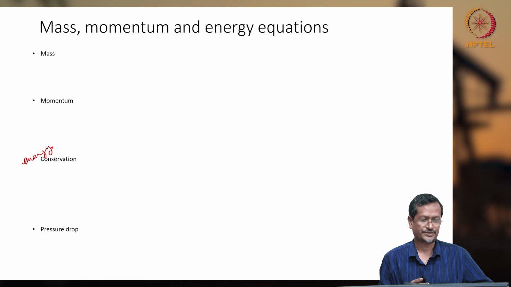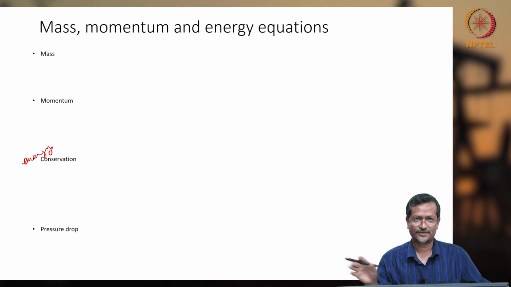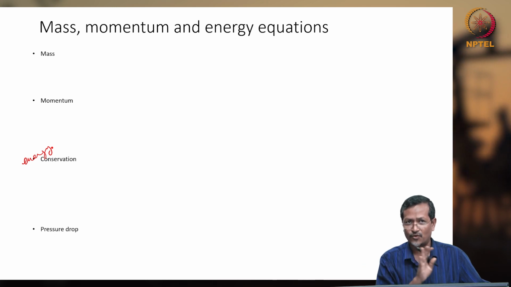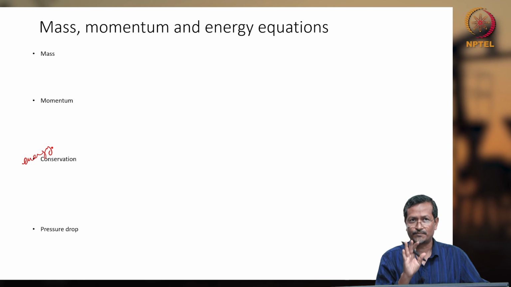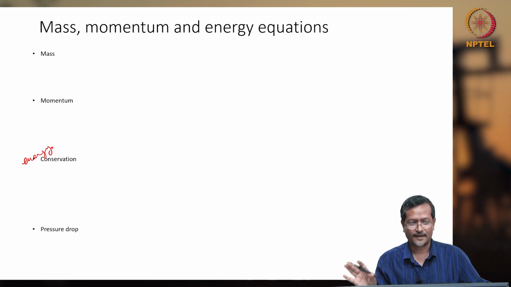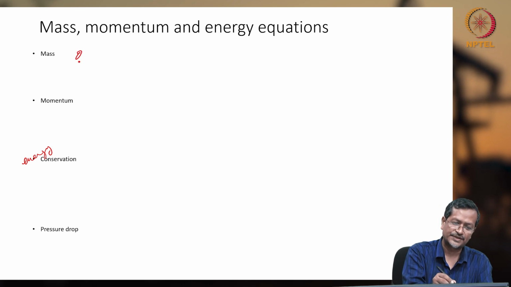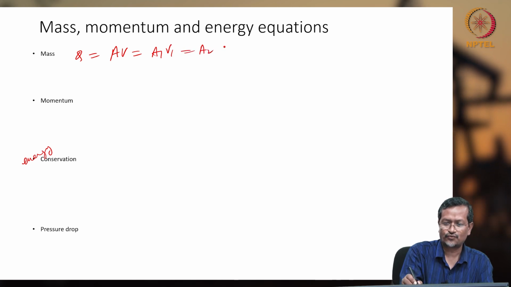What is the mass conservation? If you are not Einstein, then mass will be fixed. Einstein: E equals mc square. There mass is destroyed because atomic change is happening. But here we are not going for atomic or molecular changes. We are just transferring fluid from one point to another point. So mass will be fixed for our calculations. What is the mass conservation equation? Mass conservation equation is Q equals AV equals A1 V1 equals A2 V2.